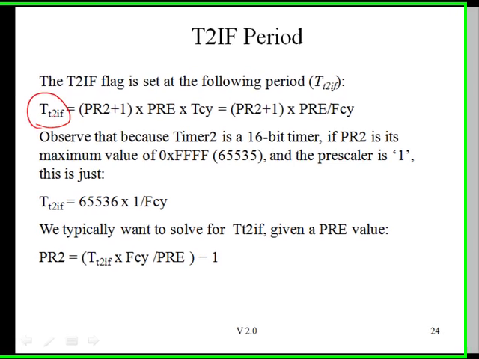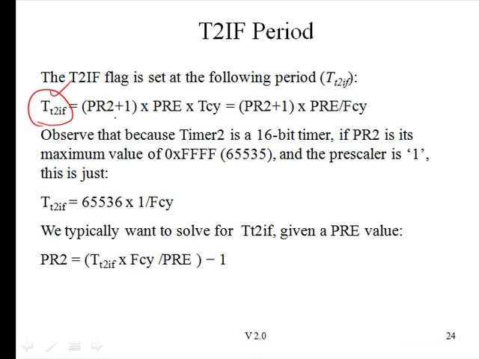Generally, we're going to know the amount of time that we want to generate the interrupt for, and that means that we're going to have 2 unknowns in this equation. The instruction clock cycle period will be fixed. So what we will generally do is set the prescale to some value, either 1, 8, 64, or 256, and then solve for the necessary PR2 value to get some particular time.